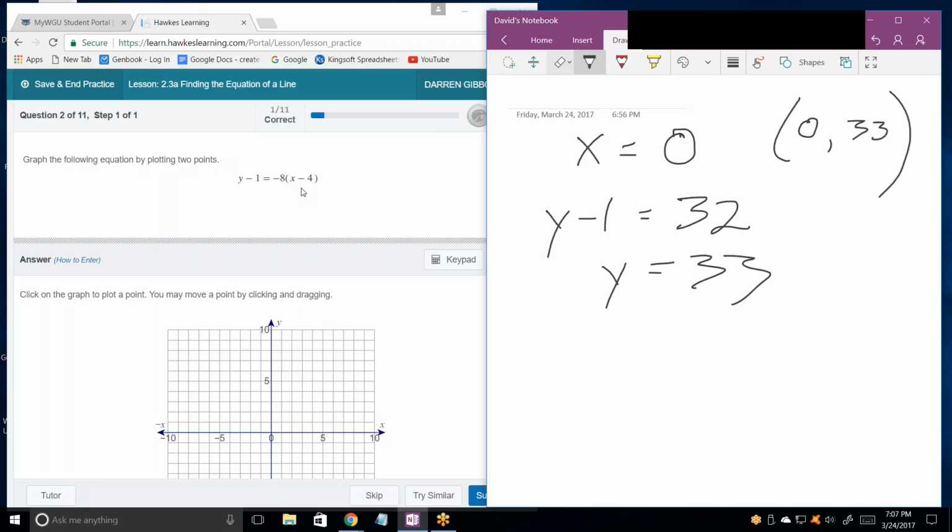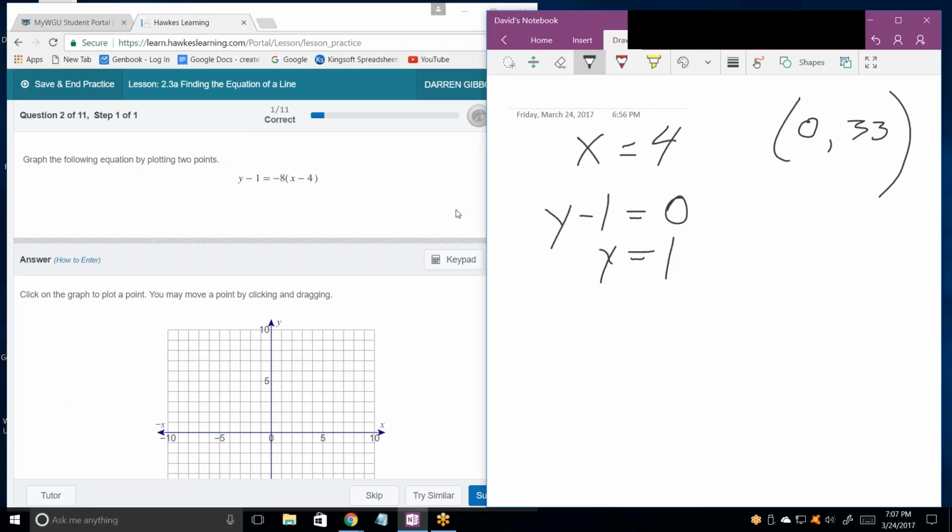Well, let's find another point. Let's make x equal to 4. That's a pretty good value to assume, because look what happens. If x is equal to 4, it makes the entire right side of that equation equal 0. So now I have y minus 1 equals 0, y equals 1. So the other point is (4, 1). Now I have 2 points that I can plot.